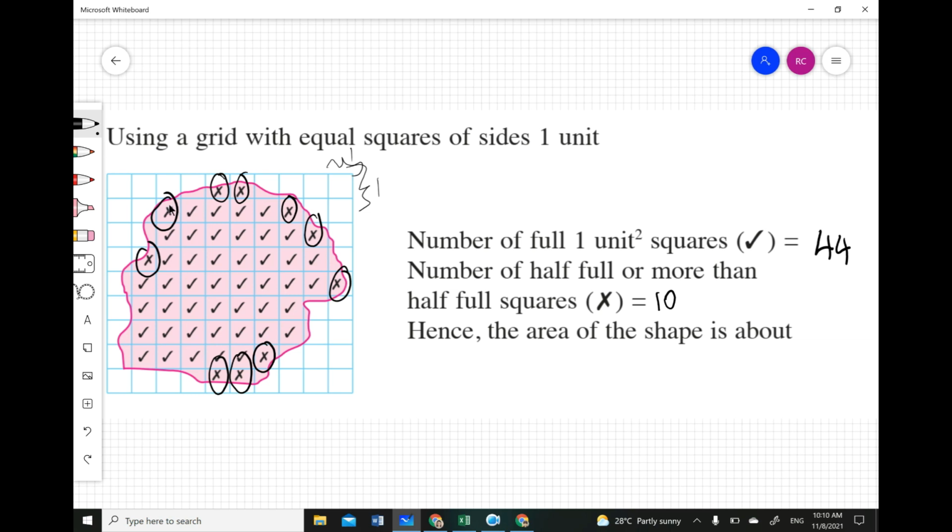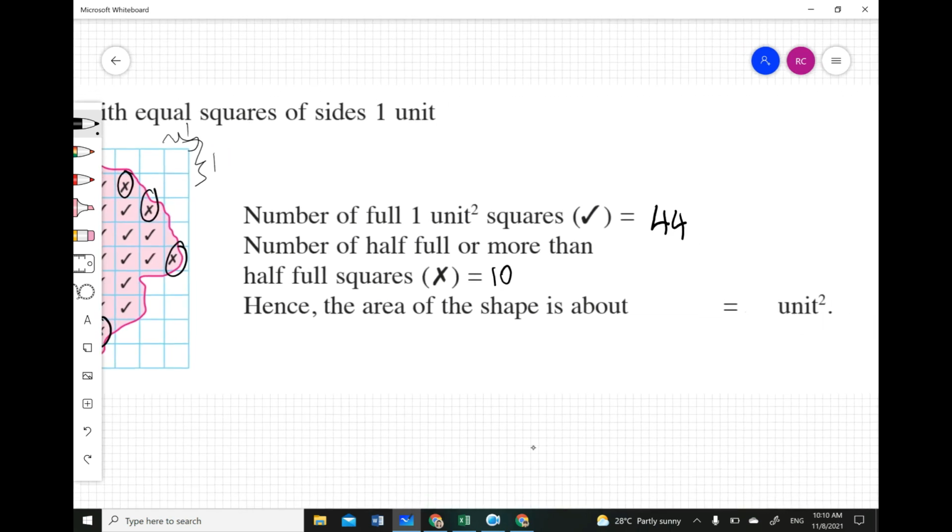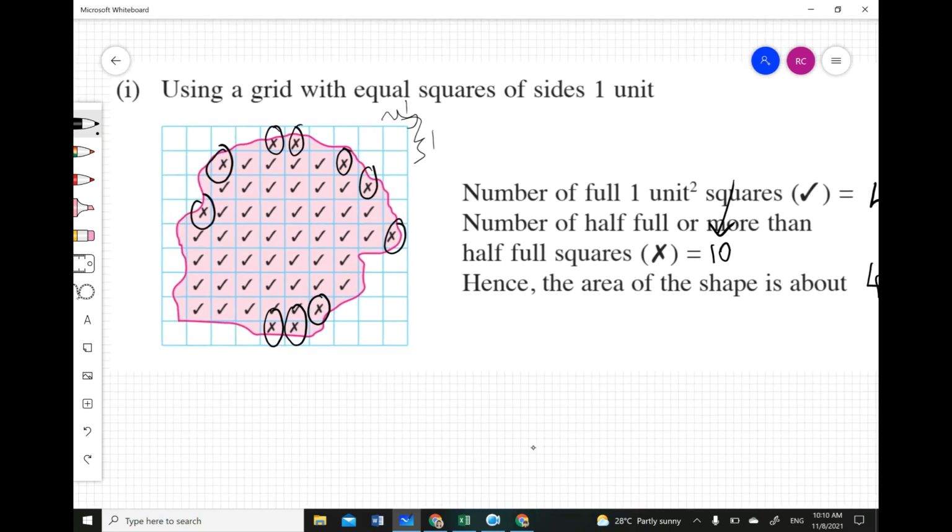Hence, the area of the shape is about, to get the answer, you have to add up these two: 44 plus 10, 54. So the answer that you will get is 54 unit squared. Remember this answer, that is to represent the area of this irregular shape over here.